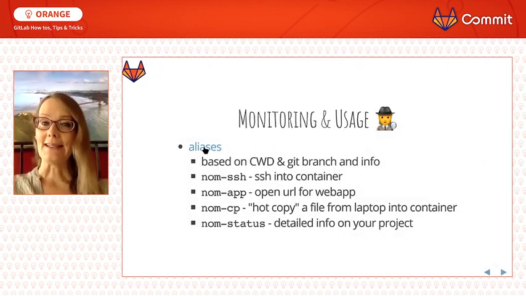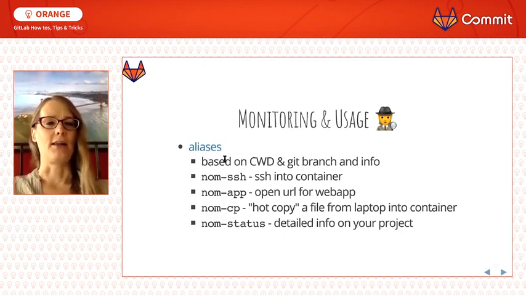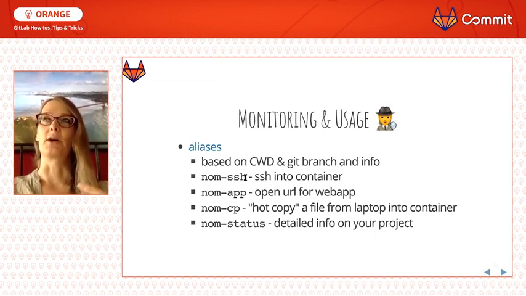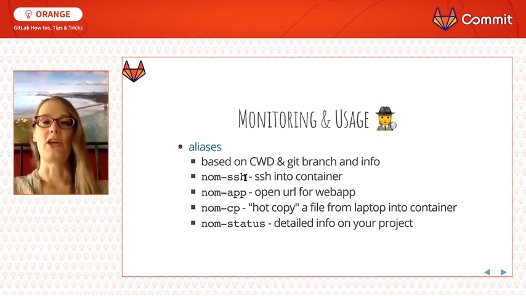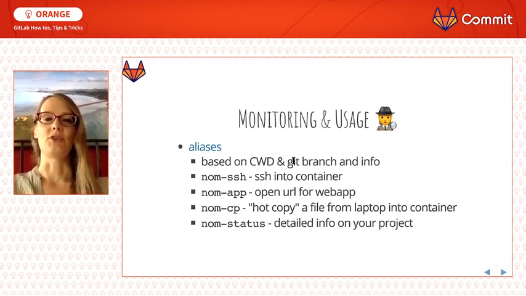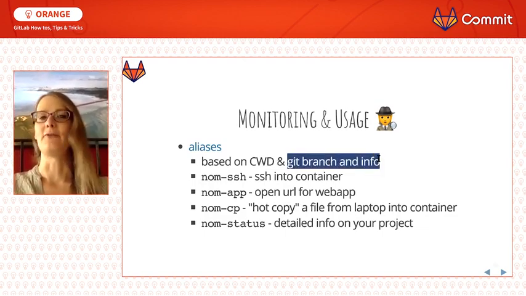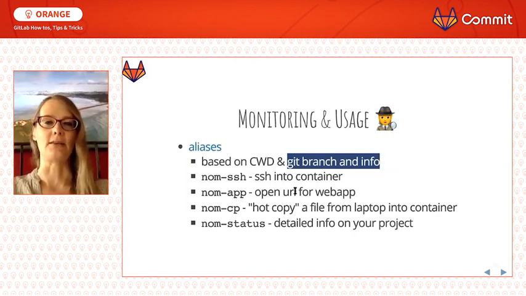I've got a little aliases file, which is linked right in the repo. That makes it super easy, and I'll gloss over these a little quickly. There's one called nom-ssh, which uses your current working directory. Let's say you've checked out a branch and you're sitting in it in a terminal. You just type nom-ssh, and within a second or two, you're SSH'd into the container because it looks at your Git repo to figure out the information, looks up the allocation, and SSHs you in. Similarly, nom-app will just open the URL right to your web app, so you don't have to look it up.